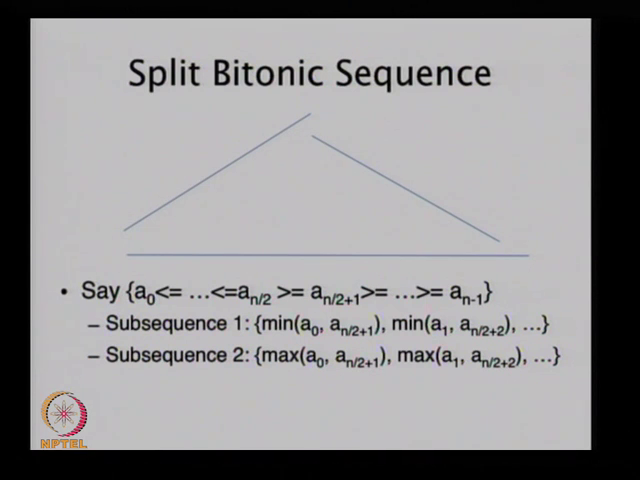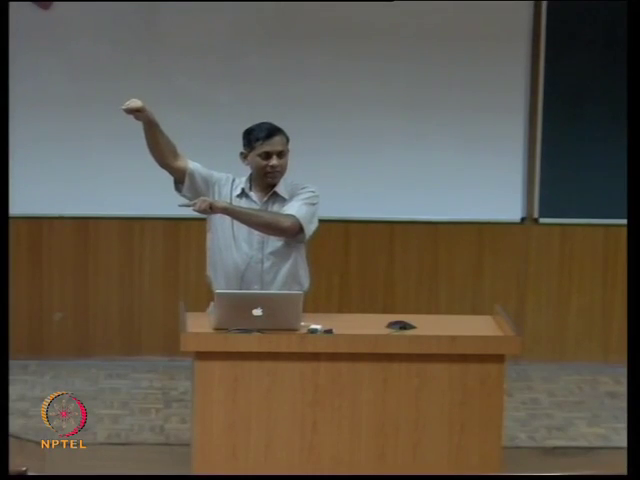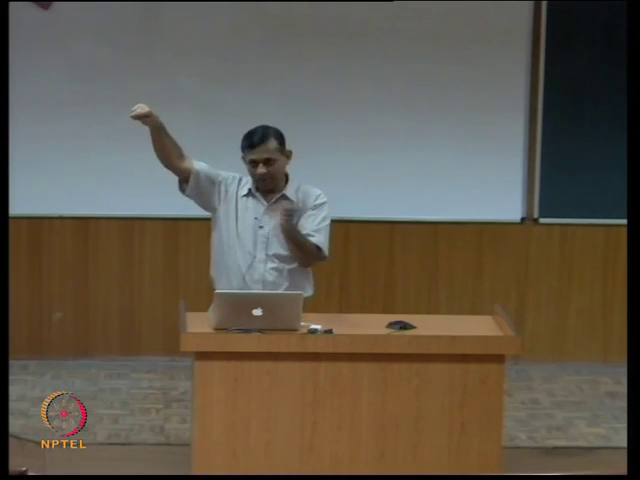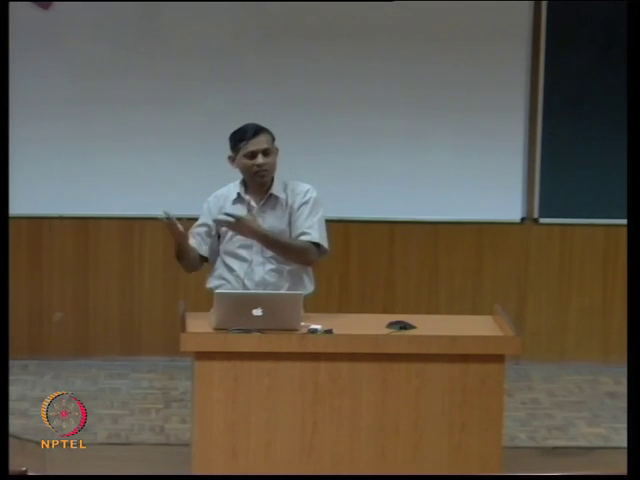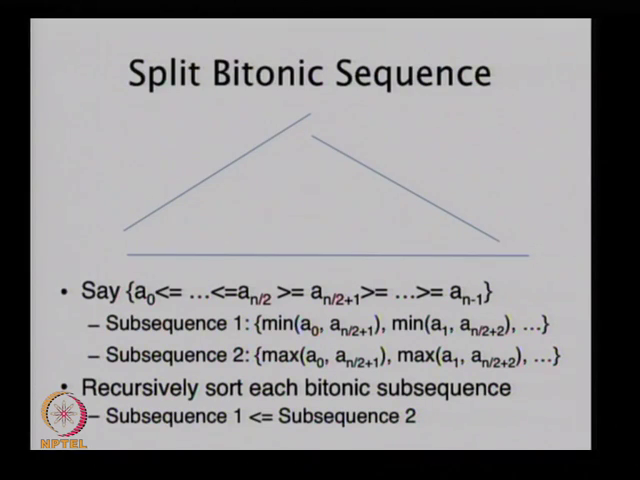Okay, so subsequence one will be formed by minima of pair by pair, pairwise comparisons. And for each of the same comparisons, the maxima will go in the other list. This won't sort it, but every element in one of those subsequences will be less than the other one. Okay, let's see this pictorially.